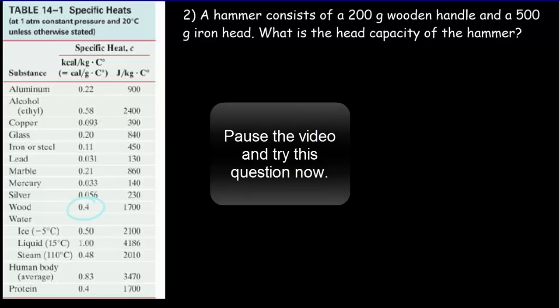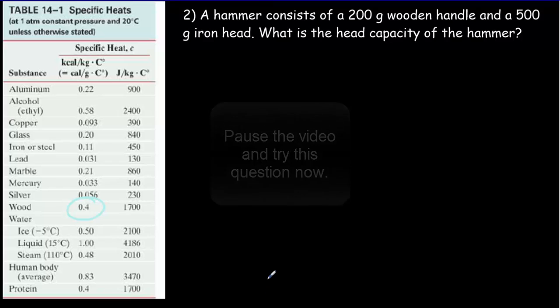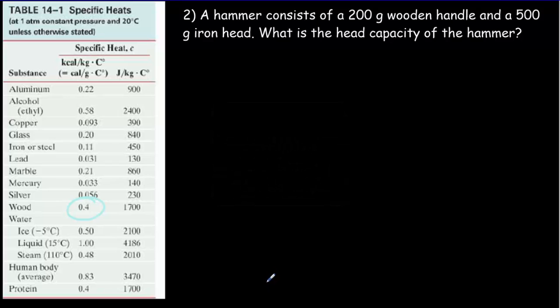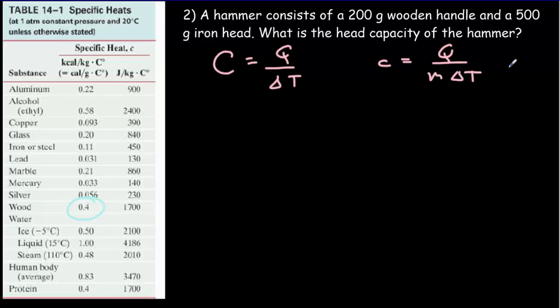Here's a question that involves the relationship between heat capacity and specific heat capacity. Pause the video, read the question, try it out, come back for the answer. So just writing down my equations, the big heat capacity is going to be Q all over delta T, whereas the specific heat capacity is going to be Q all over M delta T.